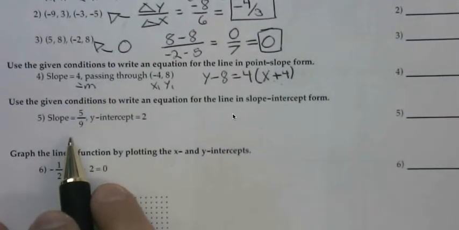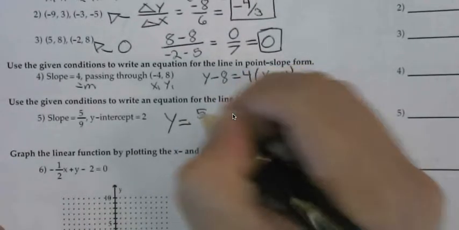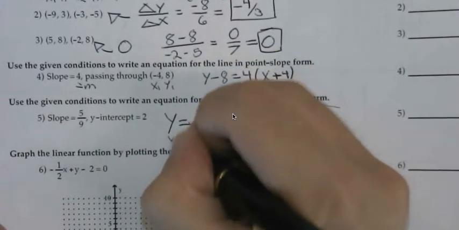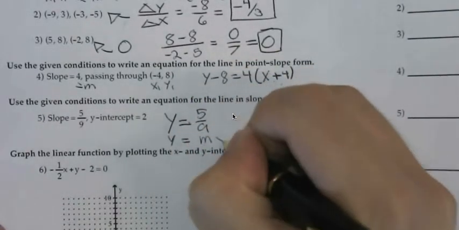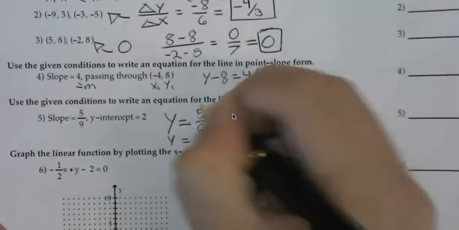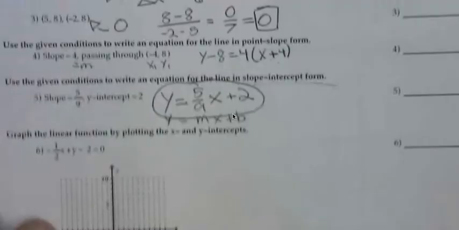Using these conditions, we know our slope is 5/9. It's asking to go to slope-intercept form, so this is easy. Modeling y equals mx plus b. You have x, we're adding on 2. This is done. Y equals 5/9 x plus 2.